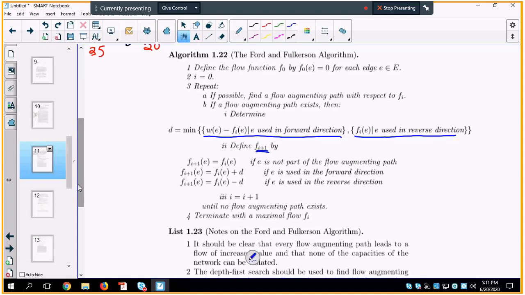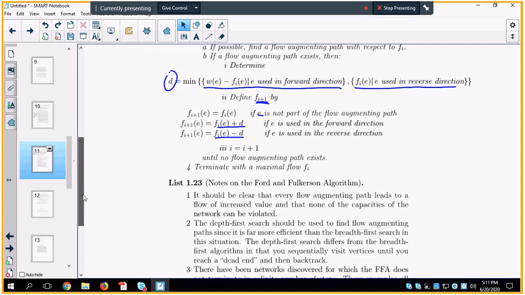If E is not part of the flow augmenting path, then we just leave it alone. If E is used in the forward direction, then we add the minimum value that we found, this D, to that edge. Or if we're going to use that edge in the reverse direction, then we subtract it from that edge. So this is how we define our new flow function, and then we repeat this process until no new paths exist.